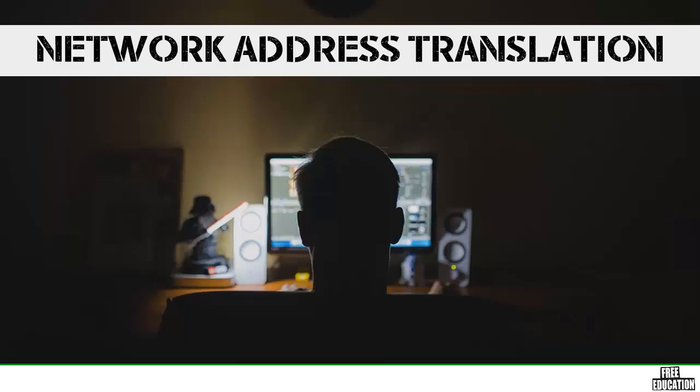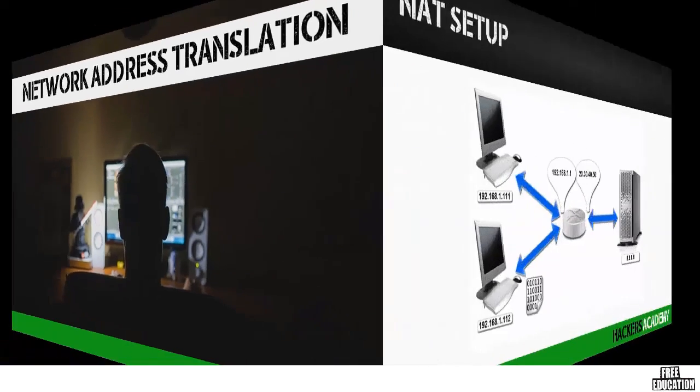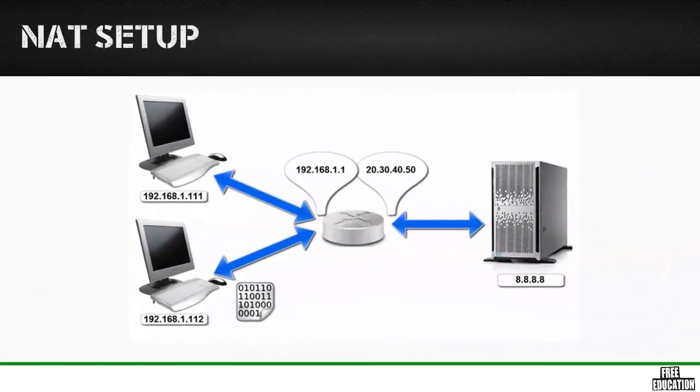This is where NATing comes in, and its sole purpose is to translate data from private IP addresses to public IP addresses and the other way around. This is an example setup we're going to be looking at, so we understand how NATing works. On the left-hand side, we have two machines. Let's assume you're at home, you have two laptops connected to your wireless router.